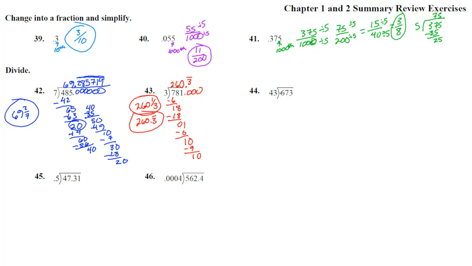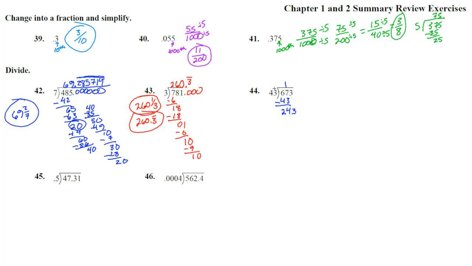43 goes into 673. This is going to be kind of tough. Well, 4 goes into, like, estimation. 4 goes into, like, 70. 4 goes into 7. I don't know, 1 time. So we get here. That's a 43. Subtract. 7 minus 3 is 4. 6 minus 4 is 2, and then drop the 3.